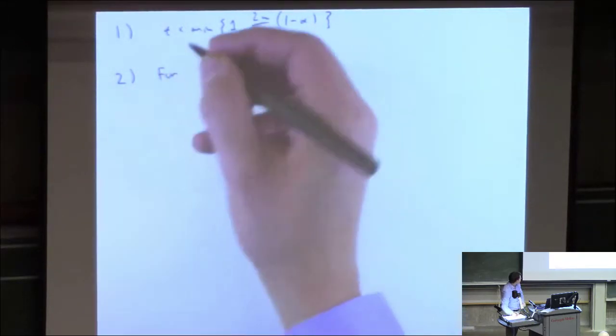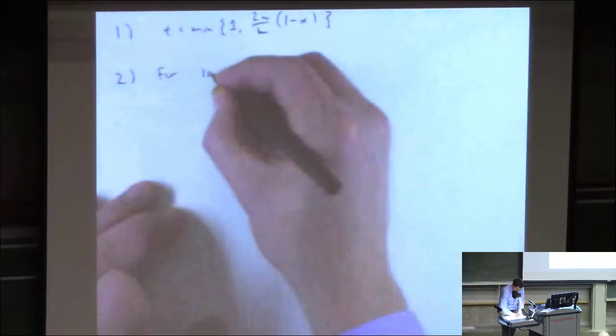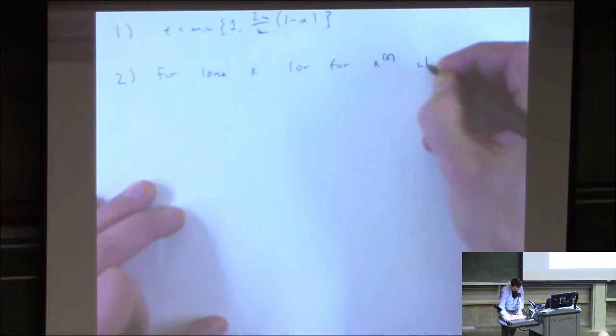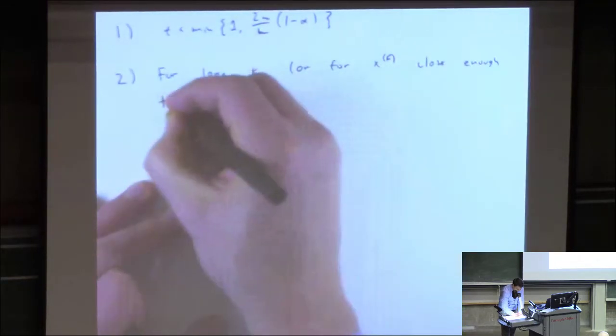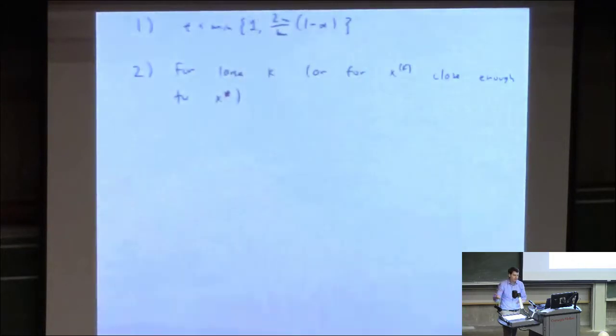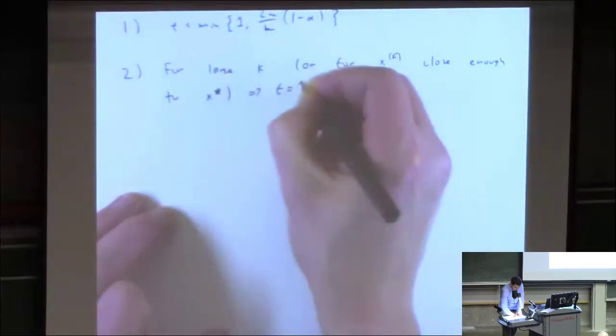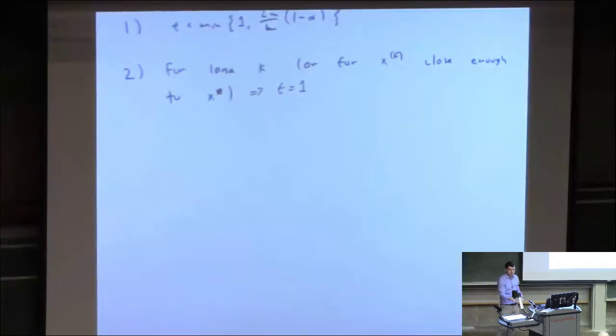The second property is that theoretically, for large enough k, or equivalently for x_k close enough to the optimum, backtracking line search will exit with t equals 1. So you will take the full Newton step after a certain point. This is proved very similarly to how you prove the same condition for Newton's method. It essentially just follows from the curvature of the function, this Lipschitz constant on the Hessian, and you get this point.